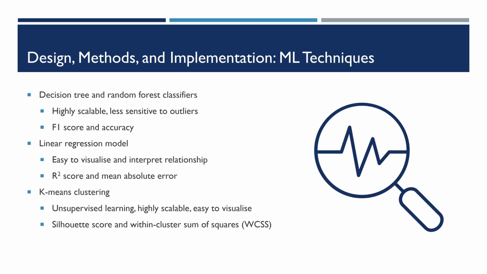We use both decision tree and random forest classifiers with various features to predict game results. This is because they're highly scalable and can handle large datasets like ours efficiently. They're also less sensitive to outliers than other algorithms, which is useful because chess data is very noisy.